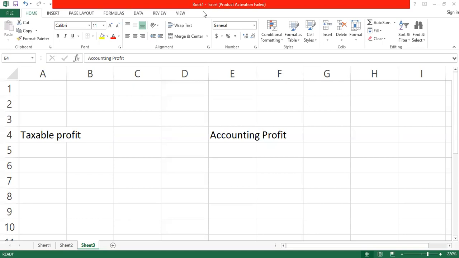Taxable profit is the profit tax is charged on, and the accounting profit is the profit that the person earned after deducting all expenses. But the tax does not allow depreciation, so they will add depreciation back to the profit to tax you on it. Okay, that is a nice attempt.